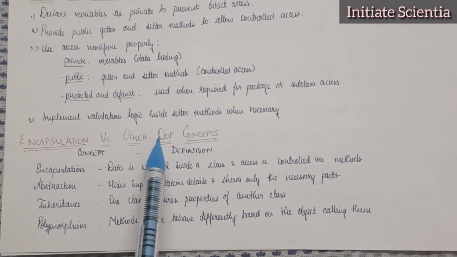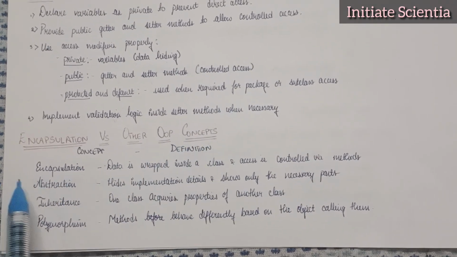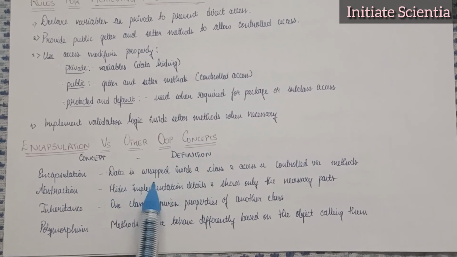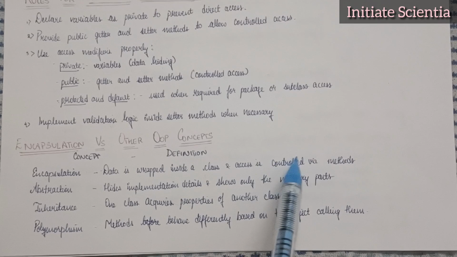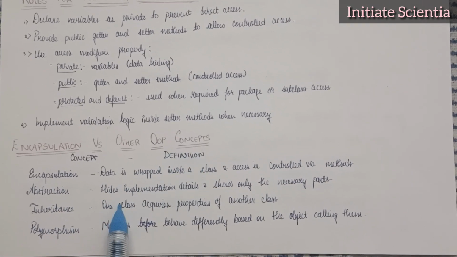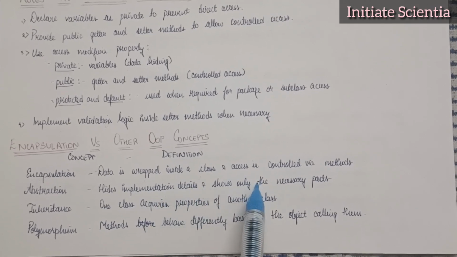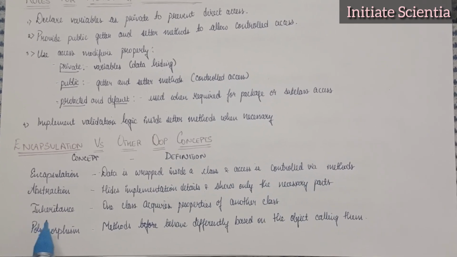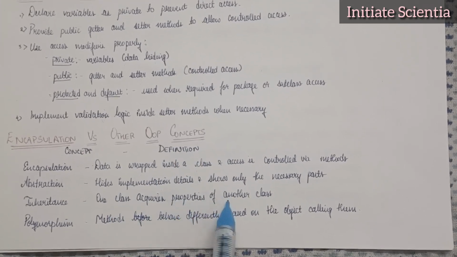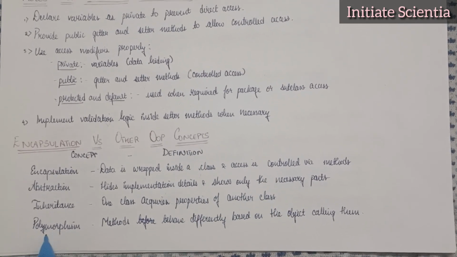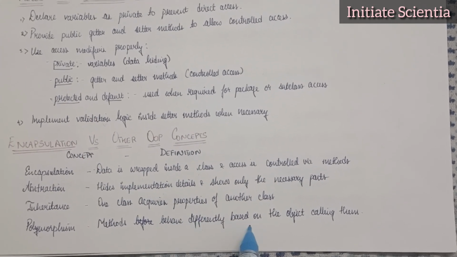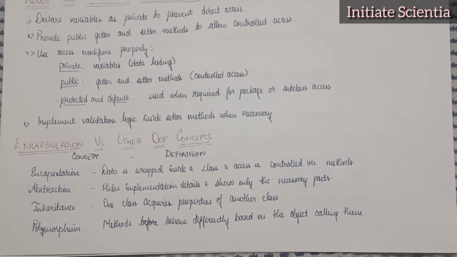Encapsulation versus other object oriented programming concepts. OOPS concepts. Encapsulation, definition: data is wrapped inside a class and access is controlled via methods. Abstraction is defined as it hides the implementation details and shows only the necessary parts. Inheritance, the definition is one class acquires properties of another class. Polymorphism, definition: methods behave differently based on the object calling them.